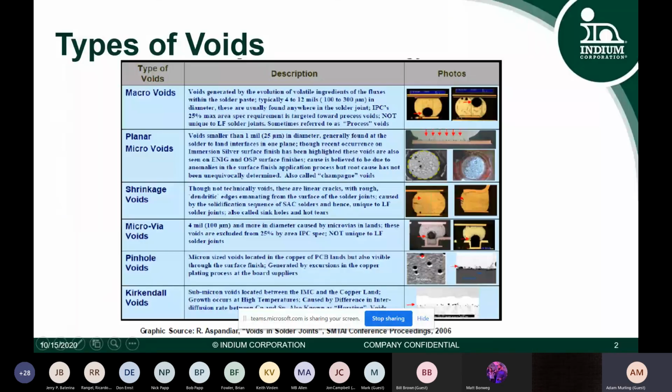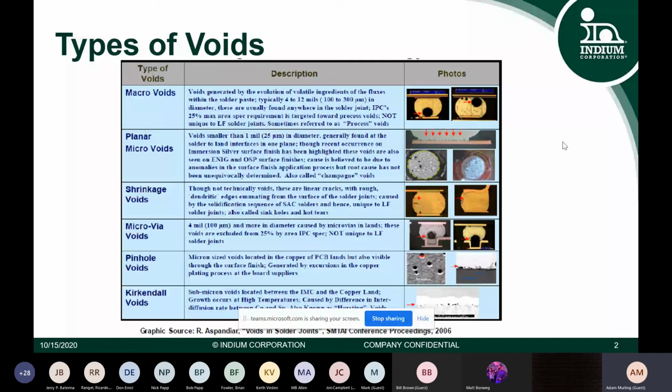To start off the presentation, I think it's best to always talk about the different kinds of voids. There are several different kinds. Mostly people are familiar with macro voids or planar voids, or voids that happen in the bulk of the solder or at the edges. Those are really the two main kinds. I've been starting to see more of the Kirkendall voids as I'm traveling around, which essentially is the submicron voids between the IMC and the copper land growth, which happens when there are higher temperatures than needed for the intermetallic diffusion rate. So this list actually comes to us from an SMTAI presentation back in '06.